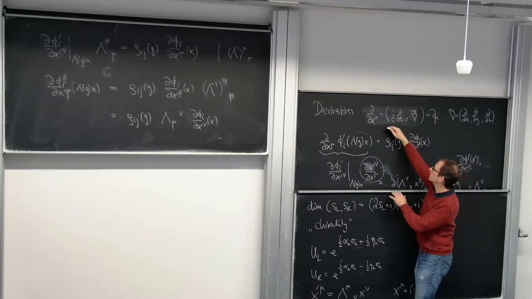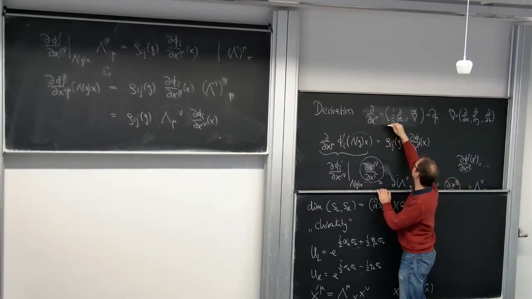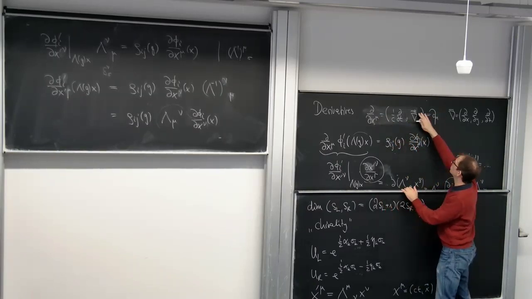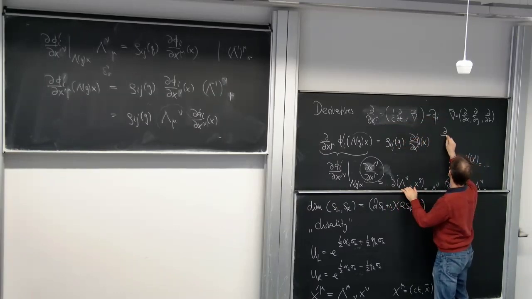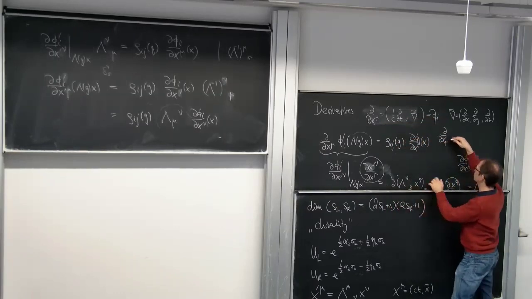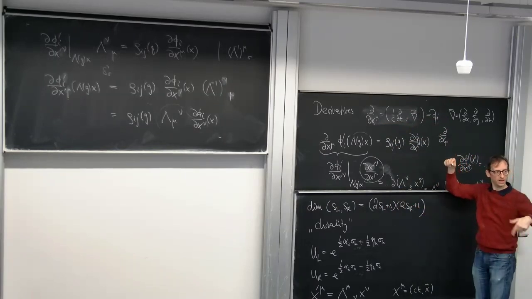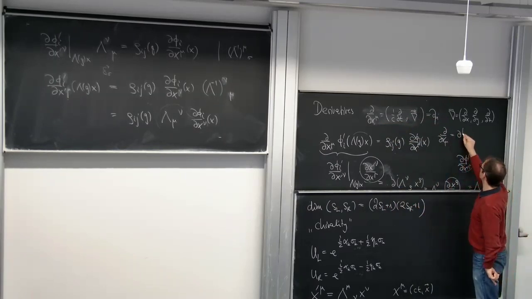You could do the other thing. Lowering this produces a minus sign here, and raising this produces a minus sign there. So if you happen to differentiate with respect to the lower index, bottom is like minus, that's the same as up.